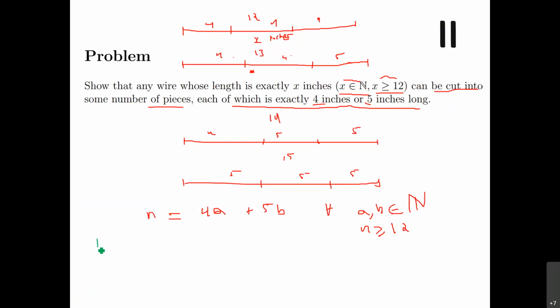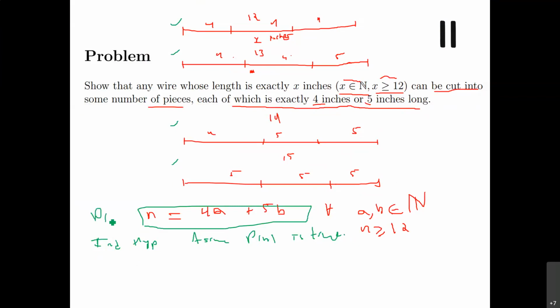Remember, let's try to use our usual step. So we've already done it for 12, 13, 14, 15. So like we did a bunch of base cases. Induction hypothesis: assume that P of n is true. What's P of n true? It's this. So yes, for n, you can find an a and b such that n equals 4a plus 5b.